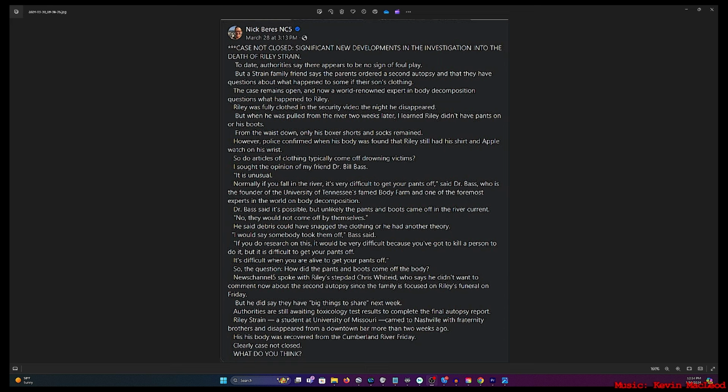No, they would not come off themselves, he said. He said debris could have snagged the clothing, or he had another theory. I would say somebody took them off, Bass said. If you do research on this, it would be very difficult because you've got to kill a person to do it, but it's difficult to get your pants off. It's difficult when you're alive to get your pants off. So the question, how did the pants and boots come off the body?